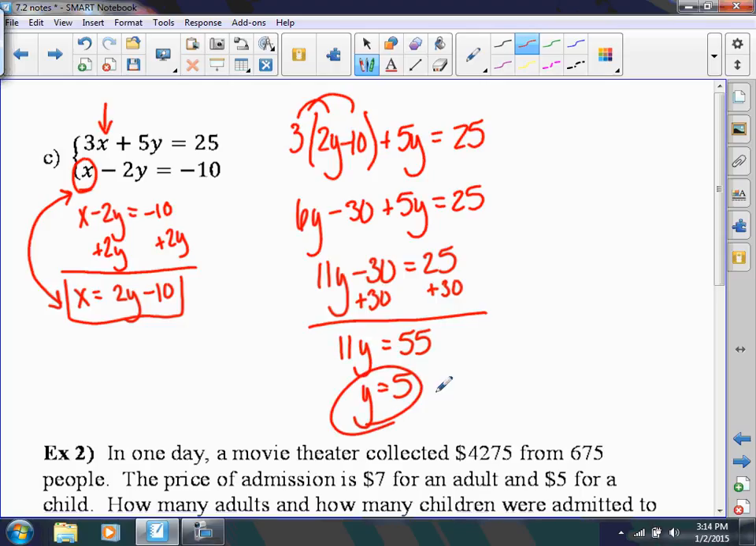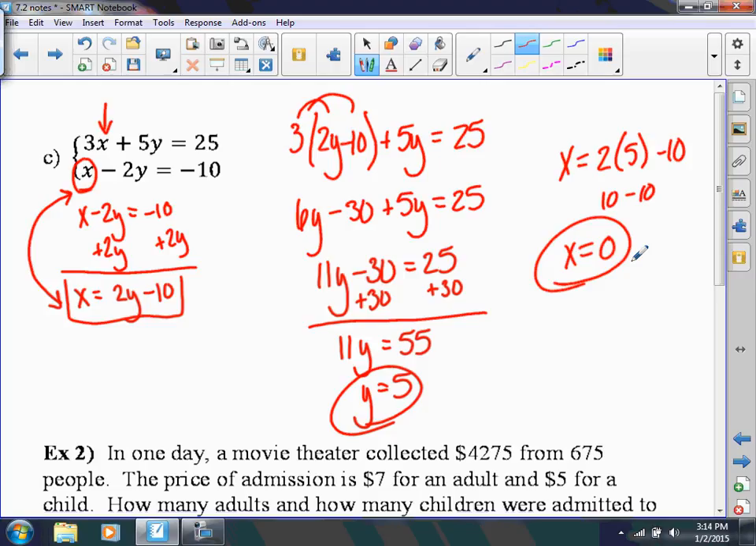Okay, then I'm going to take this and substitute the value for y into any of my equations, either the original top one or the original bottom one, or the bottom one that I resolved for x. That's where I'm going to substitute because it's already solved for x. So x equals 2y minus 10, and instead of y, I'm going to put the 5. So that's 10 minus 10. So x is 0.